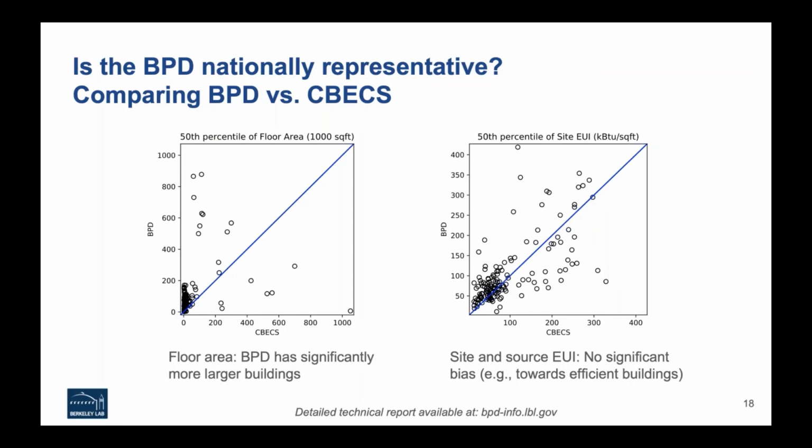The details of all of these are available in a technical report that you can download and take a look at. If you're really curious about how representative the BPD is for a particular building type and census division, you can go and see that in that technical report.